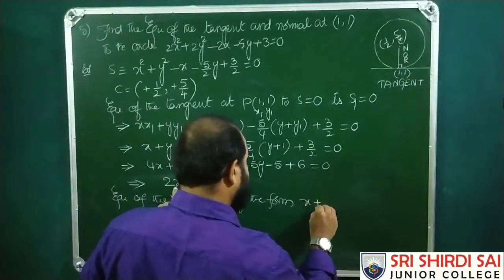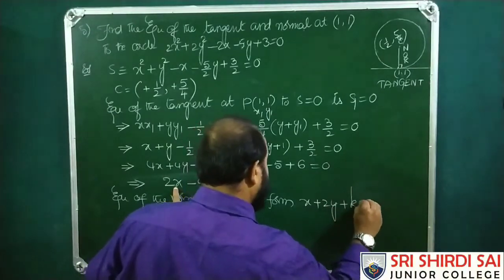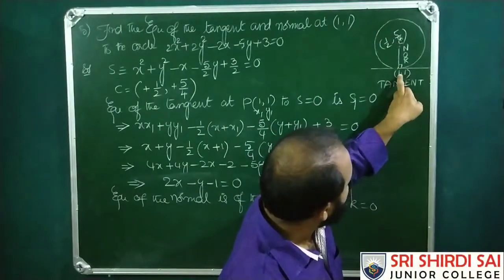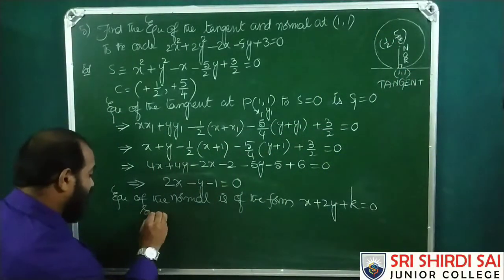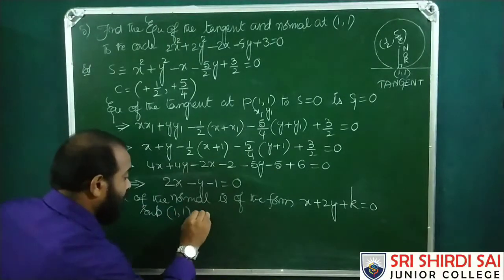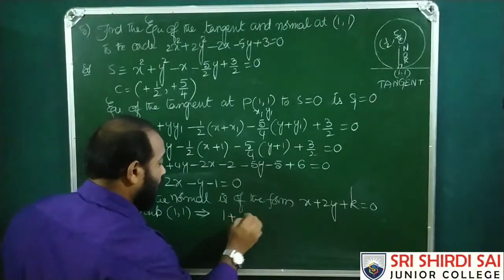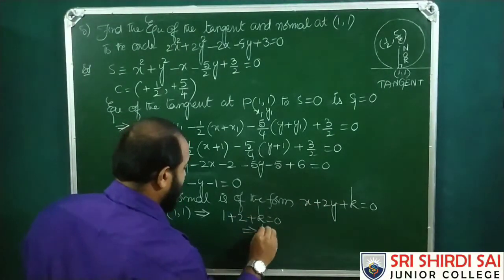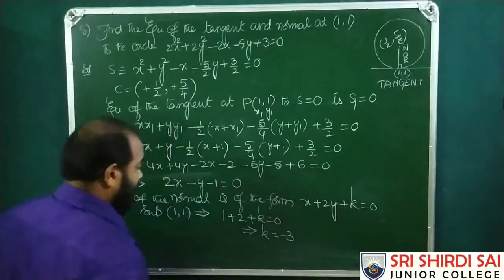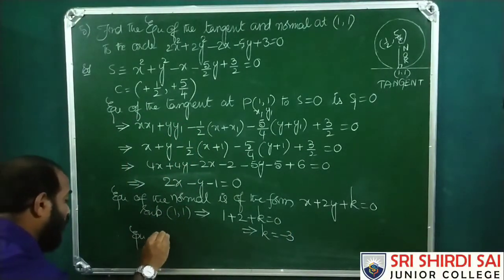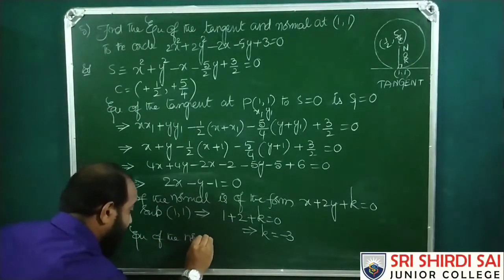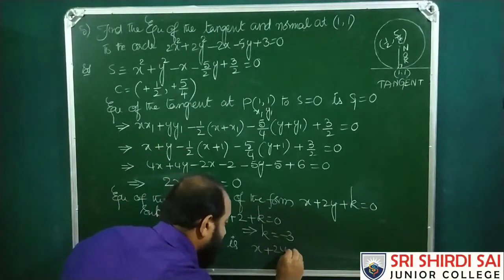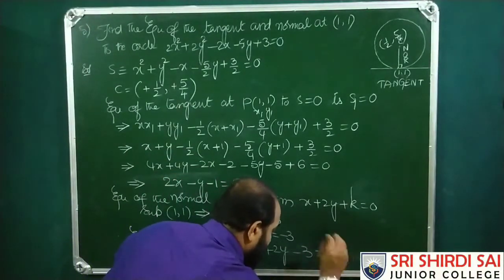x plus 2y plus k equals 0. So this is the normal, and this normal is passing through 1 comma 1. Substituting 1 comma 1 implies x is 1, 2 1s are 2, plus k equals 0, implies k equals minus 3. Therefore the equation of the normal is x plus 2y minus 3 equals 0.